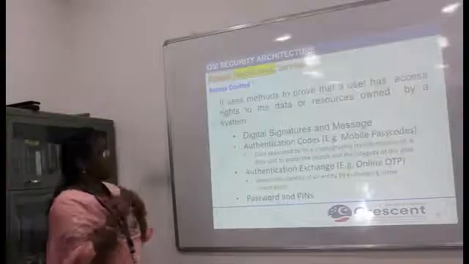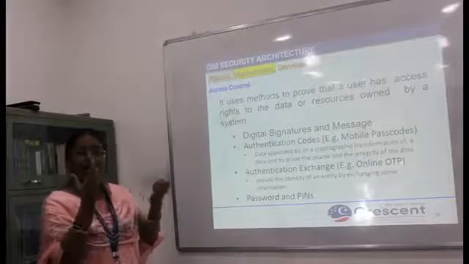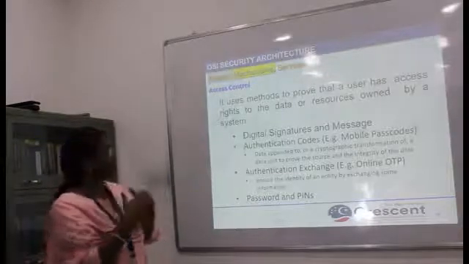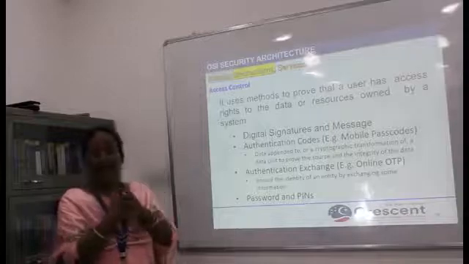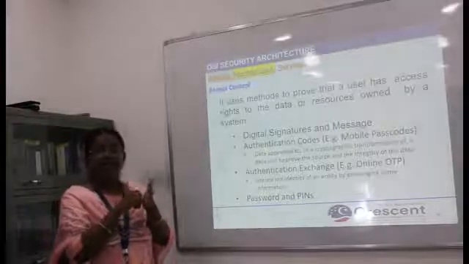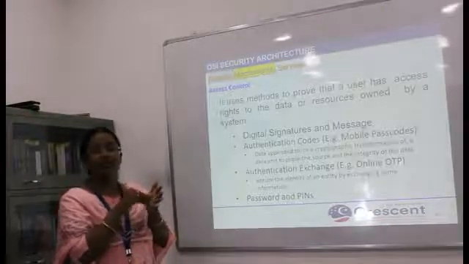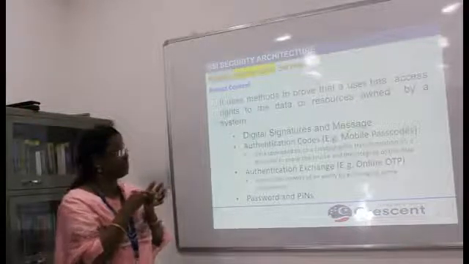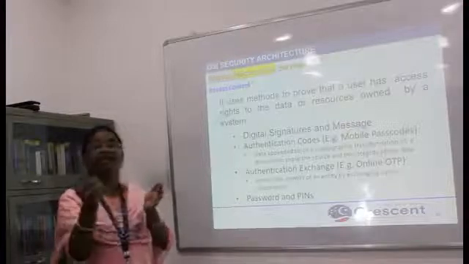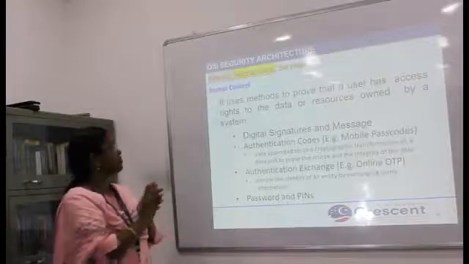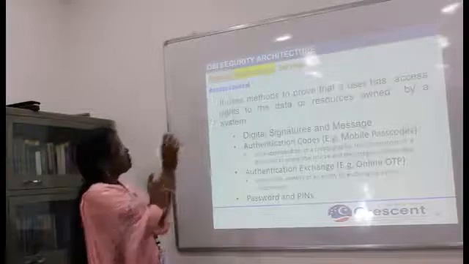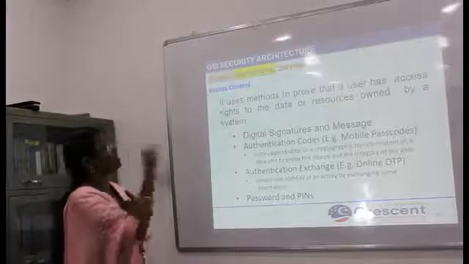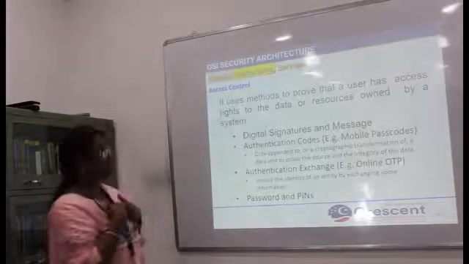Next, access control. That is, I am the owner of my ATM card. I know the PIN number. Only I should decide whether this PIN number is to be known to the other person or not. The same example you could take up. When you do online transaction, you have OTP received on your mobile phone. What is this OTP? It is a security methodology. It remains only for a few seconds, which will authenticate the two entities who are communicating. So when you look at this, it is a method to prove that the user has access. I am the ATM card owner. I have access right to the data or the resources owned by my system.